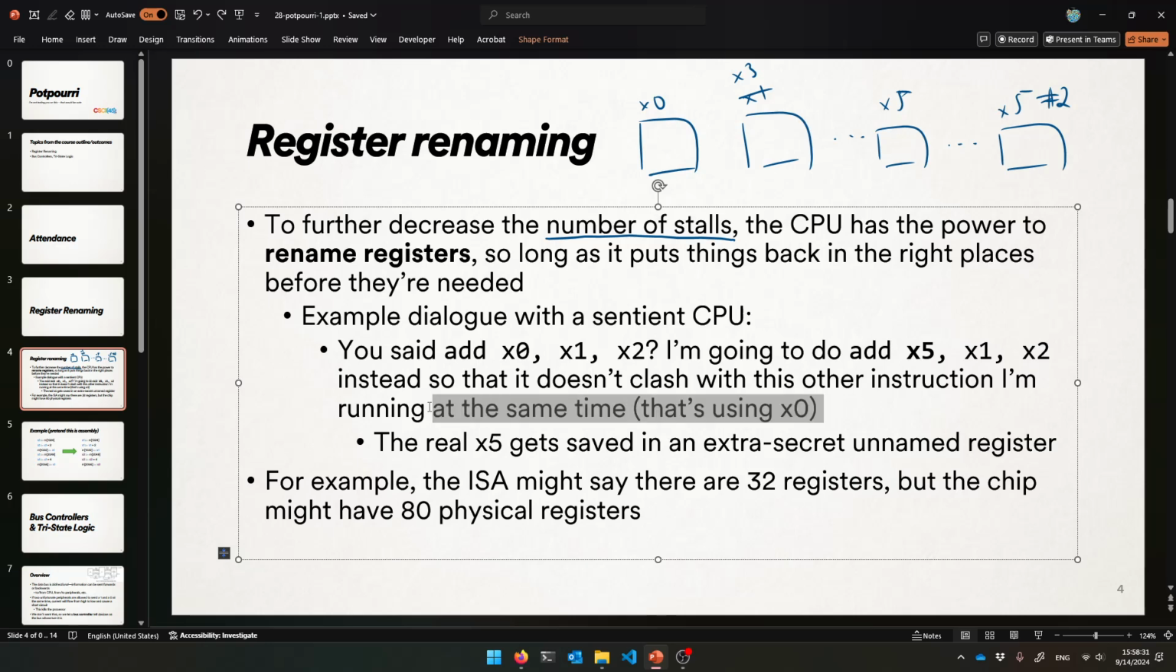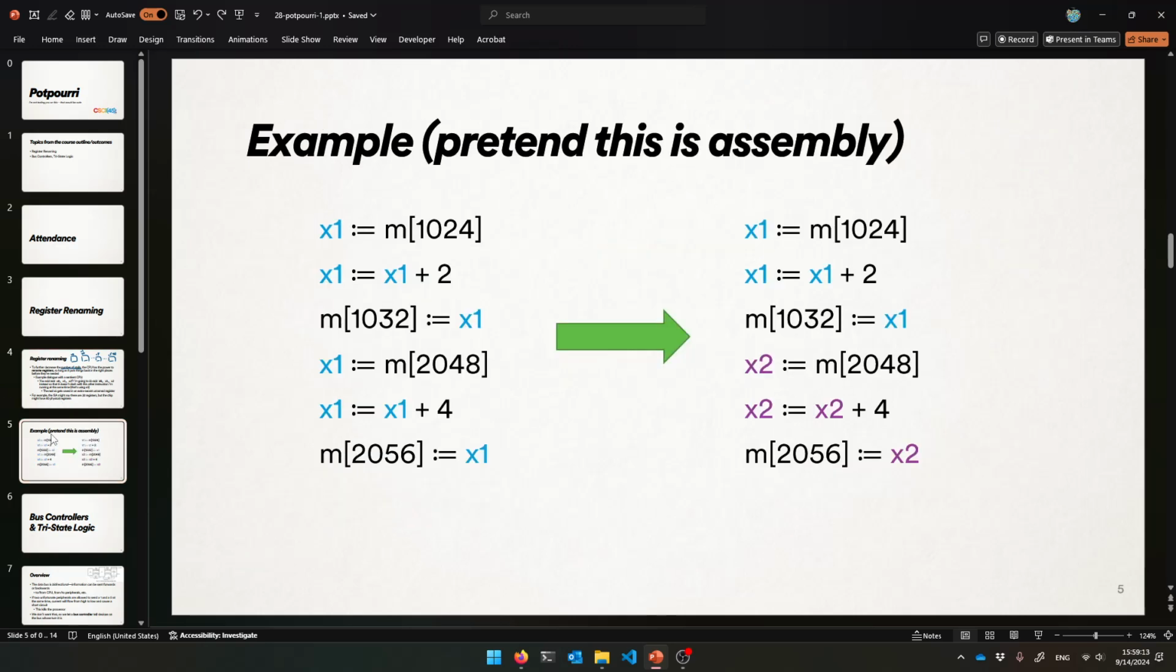Maybe some other instruction that I'm running right now is using X0, and I'm just going to put the answer in X5 for a split second. So the real X5 gets saved in a secret X5 number 2 or something register. That's the kind of thing that exists in your CPU. We have more than just 32 registers. The CPU gets to pretend which one has the name X0 right now and which one has X5 right now. There might be 32 registers in the specification of the chip, for the instruction set architecture, but there might actually be 80 registers secretly inside that can at a moment's notice be called X0, which is wild, I know. So that's register renaming, but it's all about preventing stalls.